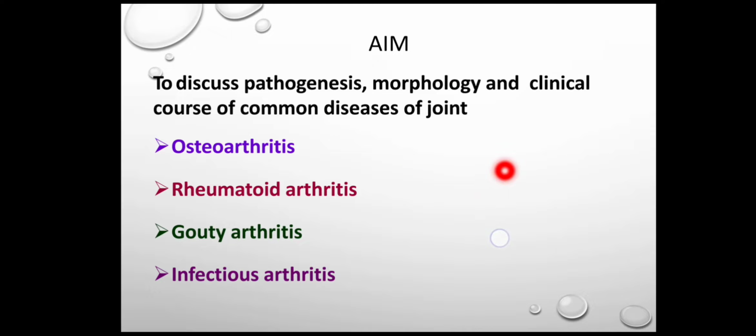The aim of today's class is to discuss the pathogenesis, the morphology, and the clinical course of common diseases of joints. We'll be discussing osteoarthritis, rheumatoid arthritis, gouty arthritis, and infectious arthritis.